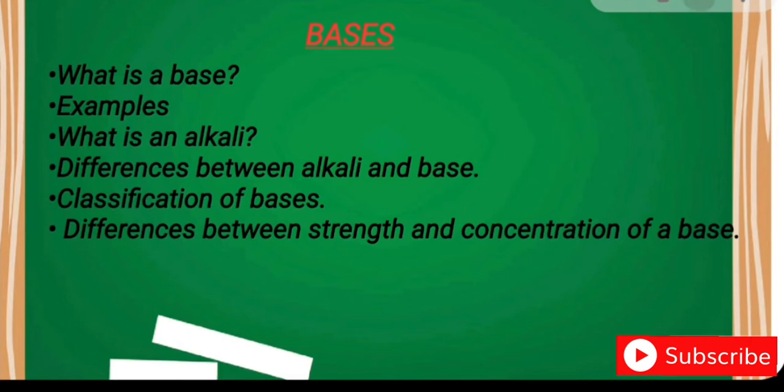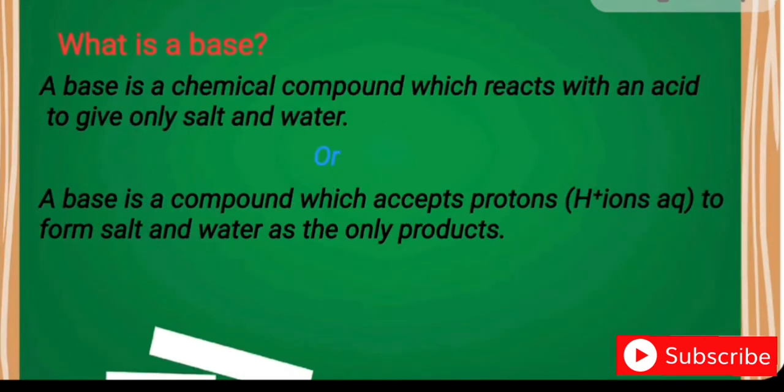So let's start. What is a base? A base is a chemical compound which reacts with an acid to give only salt and water. Or you can define the base is a compound which accepts protons to form salt and water as the only products. So let us understand the concept of the base very clearly. According to the definition, base is a chemical compound which reacts with the acid to form salt and water.